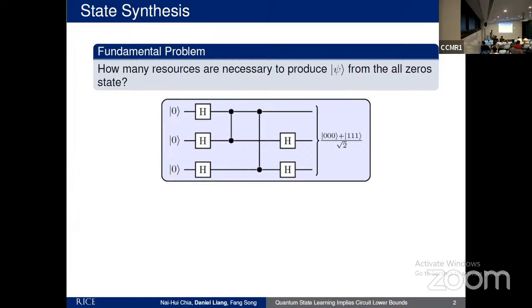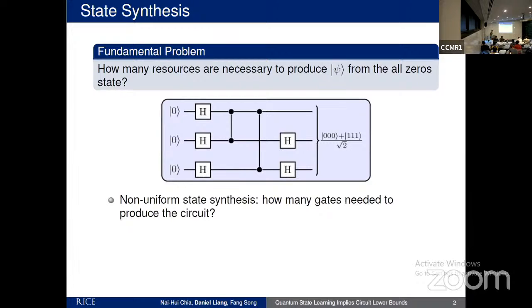And in general, you can ask, how many gates do you need to produce a state? That's a very concrete question you can ask. And this is basically what's known as non-uniform state synthesis. So just a very fundamental minimization problem that you need, based on some defined gate set.